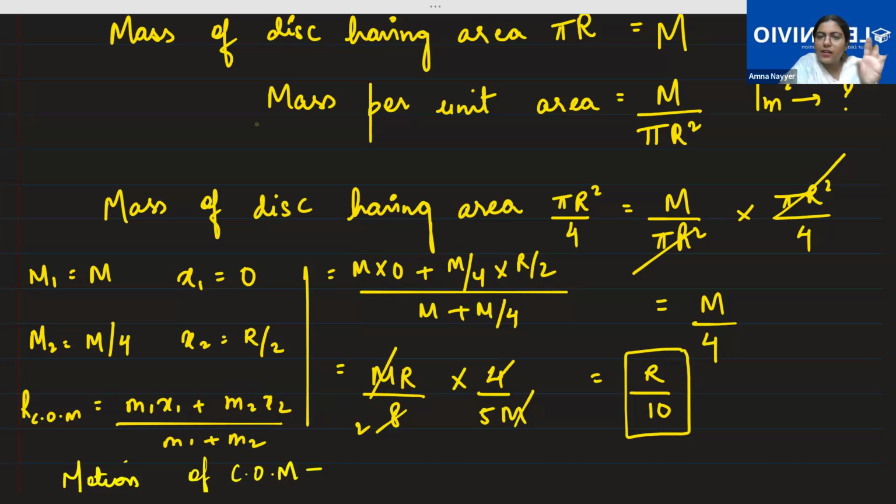What you do, the mass of a sphere having volume 4 by 3 pi r cube is m. Mass per unit volume will be m by 4 by 3 pi r cube. So for the mass of a sphere having radius r by 3, r by 2, whatever it is, 4 by 3 pi r cube, you put the value of r and multiply. Same method. So by this method, you will be able to calculate everything. Am I clear?